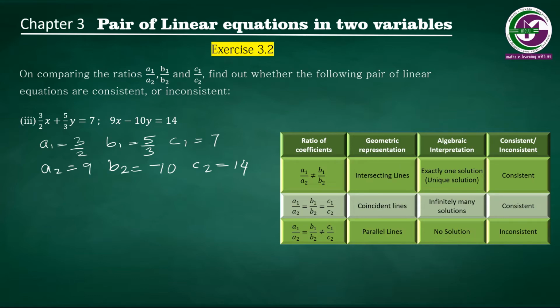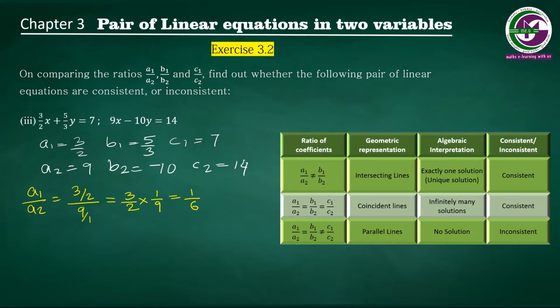Now we can compare the ratios. A1 by A2 equals 3 divided by 2 by 9, a fraction upon another fraction. So we need to take the reciprocal of the second fraction. The second fraction, 9, is actually 9 by 1. So you need to take the reciprocal of the second fraction. So it is 3 by 2 multiplied by 1 by 9. Now you can cancel 3 and 9. So you'll get 1 divided by 6 is the answer.